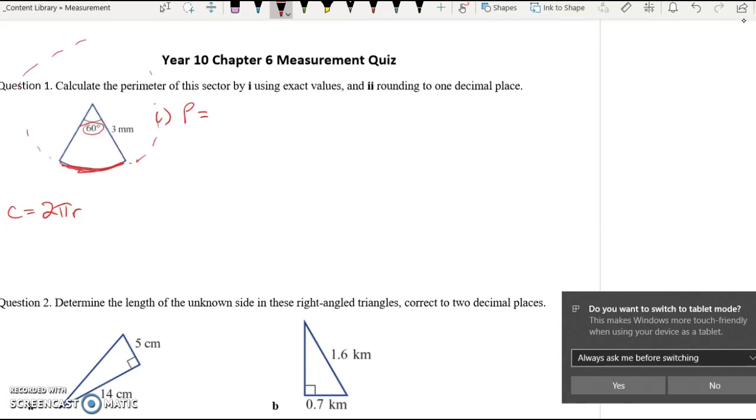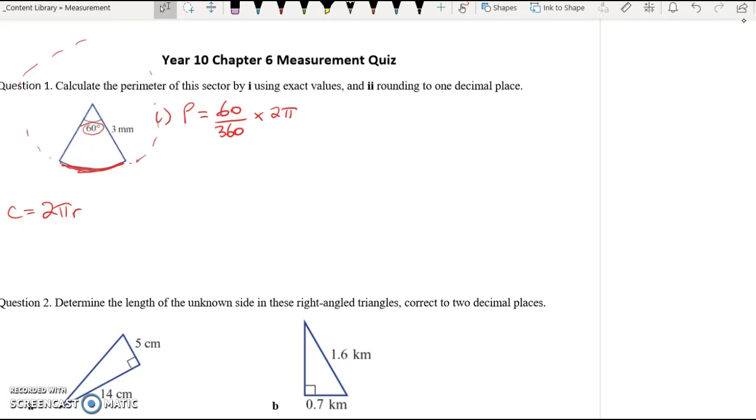So to get our equation for this, we go 60 over 360 multiplied by 2 pi r. Now, r in this case is 3. That part only gets us the curved part. So we've got 60 out of 360 multiplied by 2 pi times the radius, which is 3. But then we also need to add on an extra 2r, so we need to go plus 2 lots of 3 to get that distance.